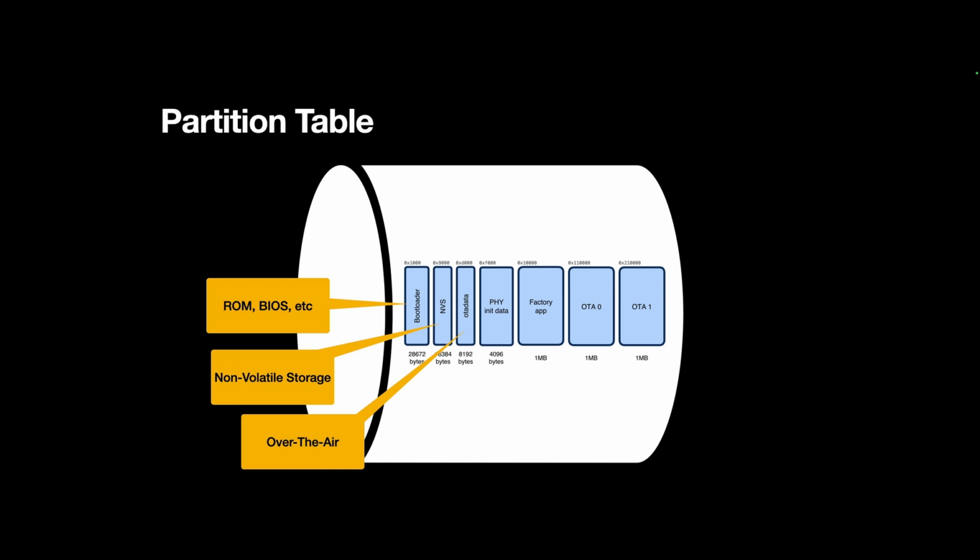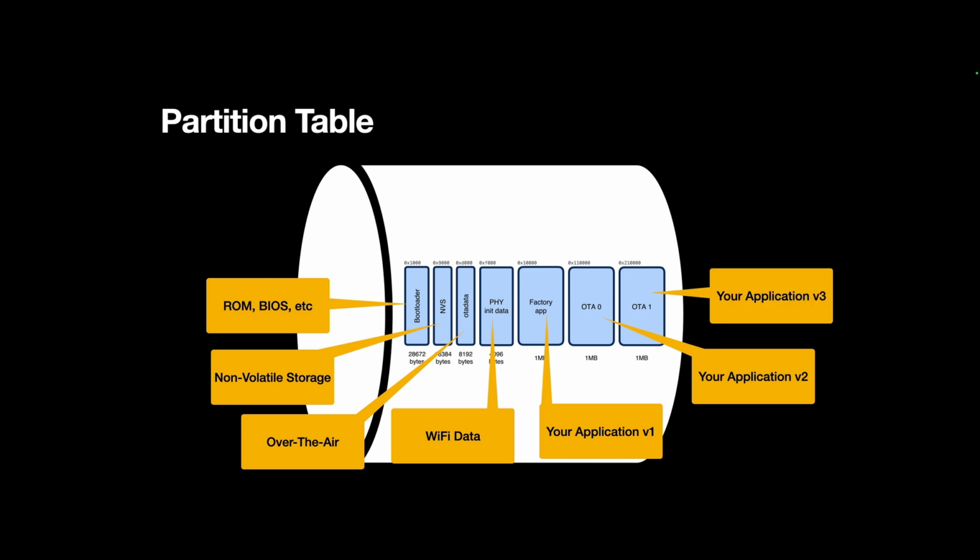Then you have the over-the-air data, so that's a pointer. I'm going to talk about that in a later slide, but it sits there. And then you have your Wi-Fi data, the physical information about your Wi-Fi. So there is a MAC address you can't change, so that's also logged in here. And then you have your app. So here I say your application version 1, and you have version 2 and version 3. And the over-the-air data early on is a pointer that points to which of the 3 applications.